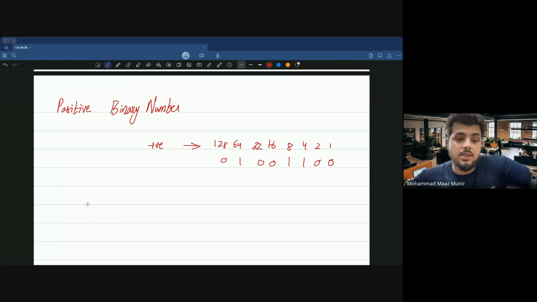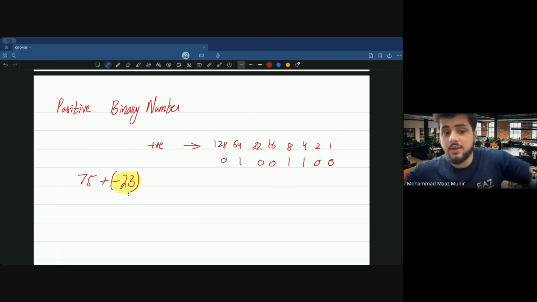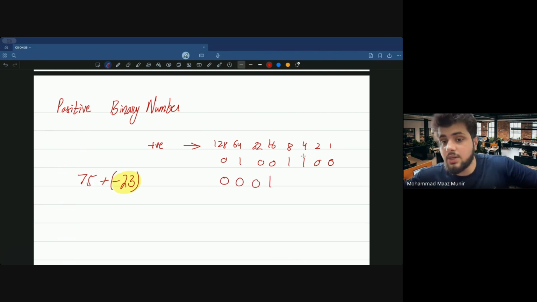Like maybe I say that I have 75 plus minus 23. So how am I going to tell the computer that I want to deal with negative 23? That's the concept we are going to be studying today. Because if I try to plot 23 on this, what would it be? It would be 0, 0, 0, 16. 16 plus 8 is what? 24. So it's going to be 0. 16 plus 4 is 20, 22, and 23. But the issue with this is that this is basically positive 23.